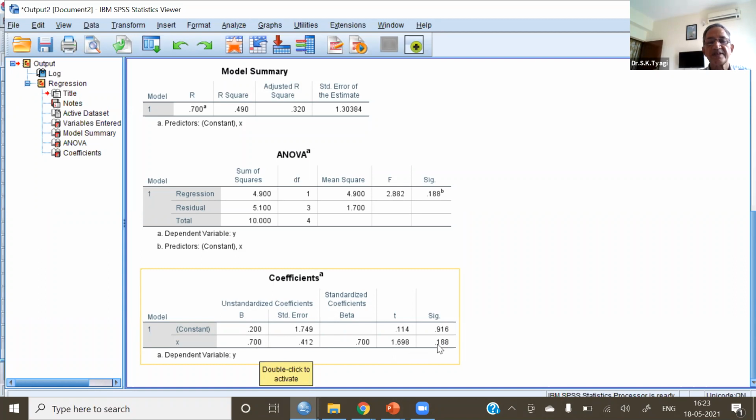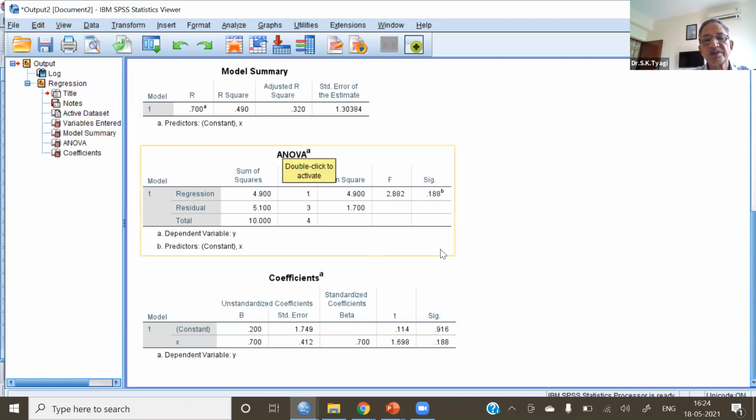See, in the earlier example the coefficient of correlation was 0.9, and the prediction was significant. We were able to significantly predict the Y or dependent variable using the independent variable. But in this particular case, we are predicting, but this prediction is not significant. Why? Because the correlation coefficient has gone down to 0.7, and because the sample size is very small, 5, this model is not significant. F value is not significant.